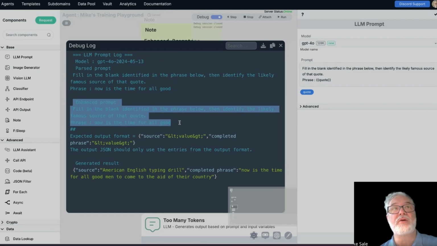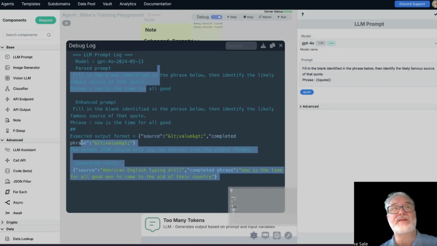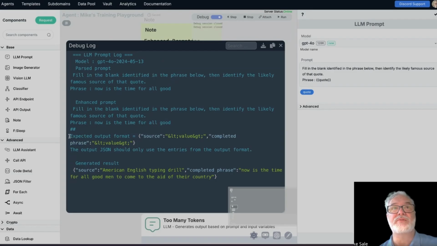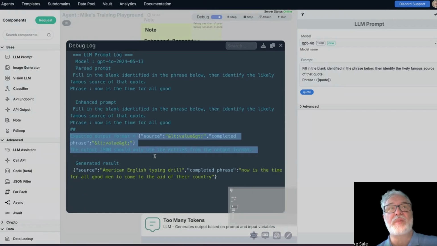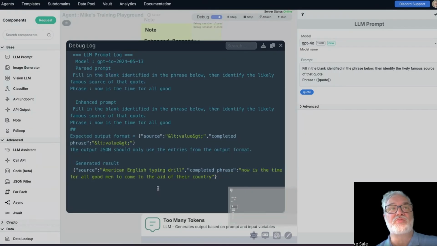So it looks pretty good right up to here, and then it breaks it out. And this is all coming from SmythOS, the enhanced prompt. In other words, what it does to enhance things based on the fact that we've put those other variables there. It says, here's my expected output. This is really, really important to understand.